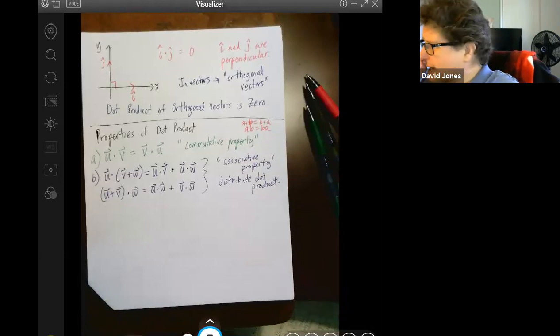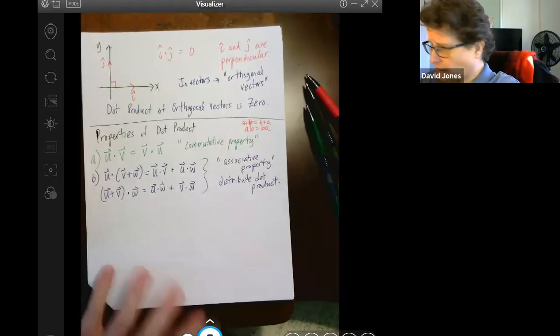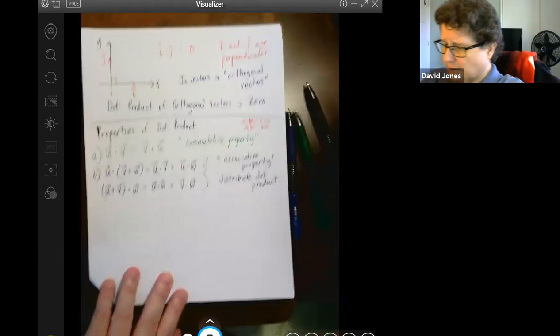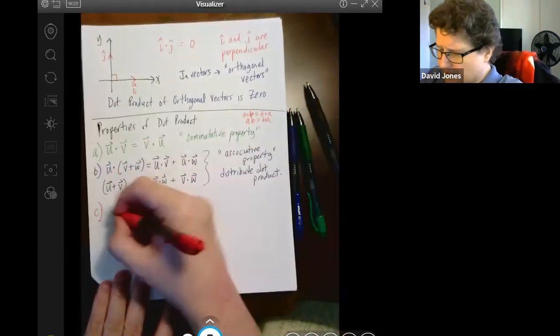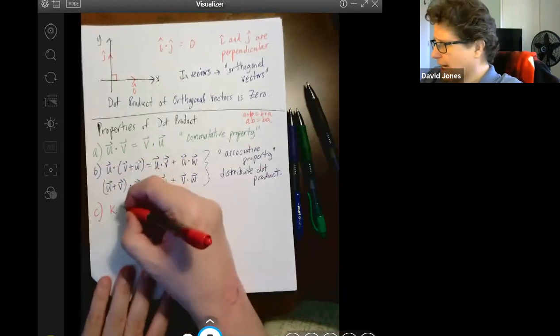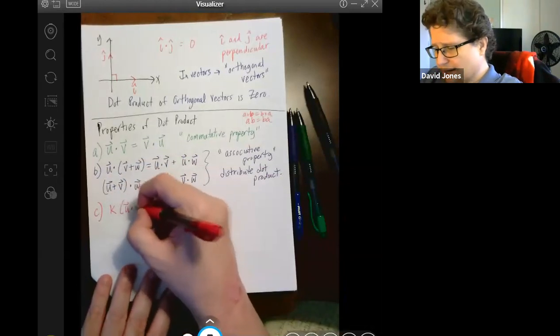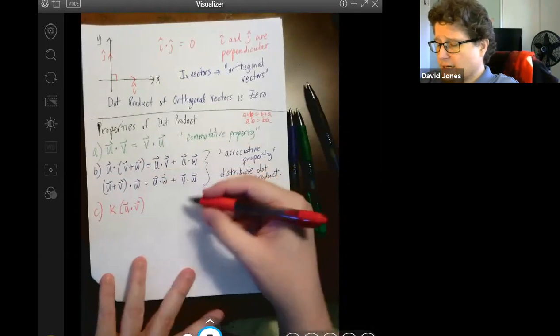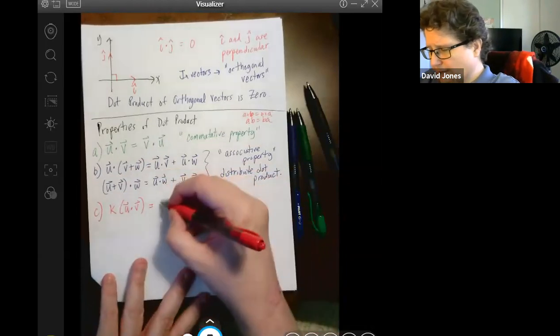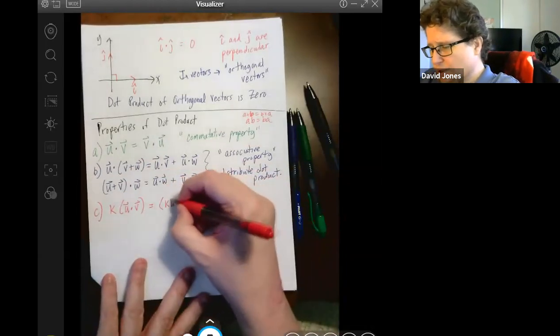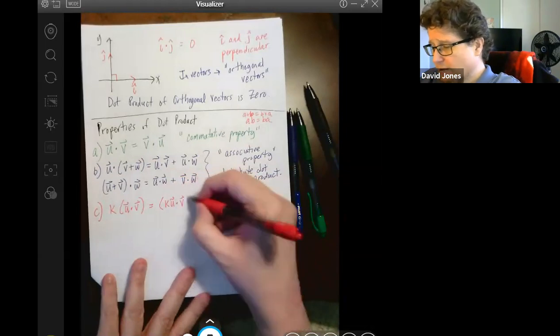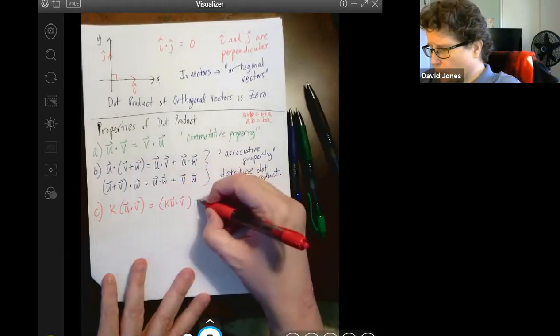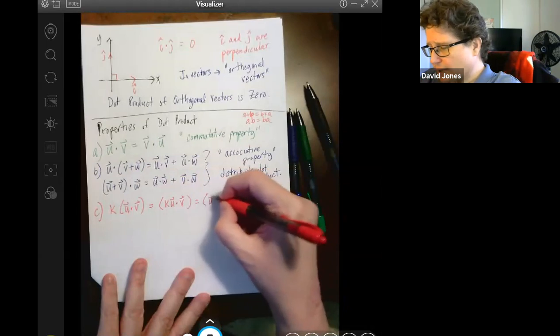If we throw a scalar multiple in, if I have some constant k and I multiply it by u dotted with v, I can put it with the first one. I can make it ku dotted with v, or I can make it u dotted with kv.